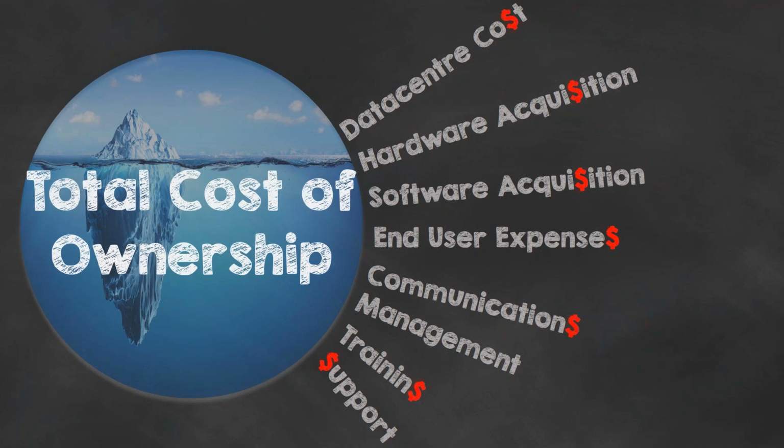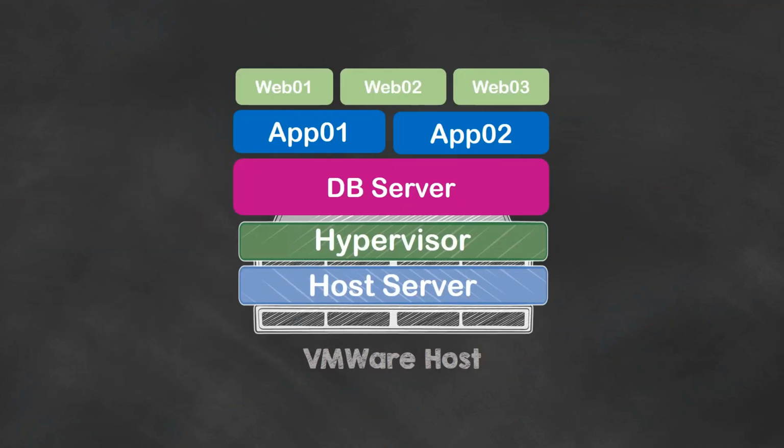So today I'm going to show you a simple architecture like the one shown here. We are going to take a VMware host, which has one database server, a couple of application servers, and 3 web servers in the front end. A simple 3-tier architecture, and we are going to compare the cost of hosting this in an on-premise data center against an AWS data center.